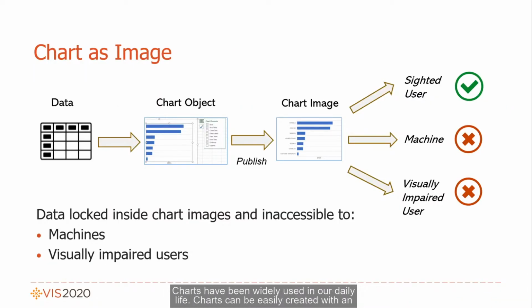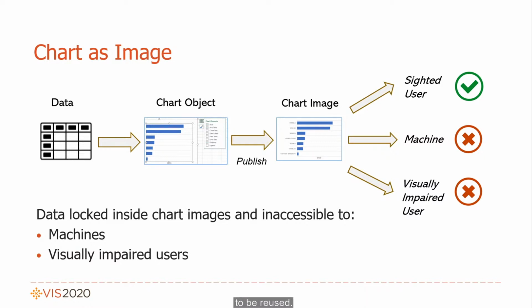Charts have been widely used in our daily life. Charts can be easily created with an authoring tool. A chart object is first created from data and then published as a bitmap image to be used in a document, website, etc. The information conveyed in a chart image can be easily comprehended by humans, but hard for machines or visually impaired users to understand. As a result, a lot of information has been locked in chart images that is hard to be reused.